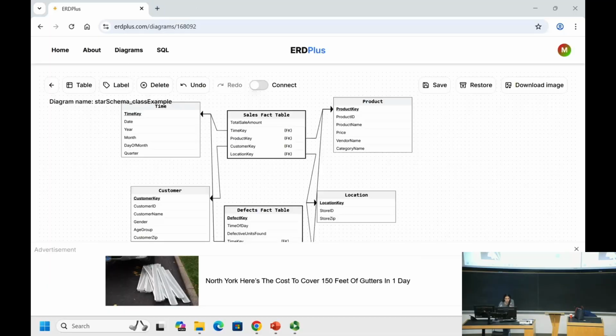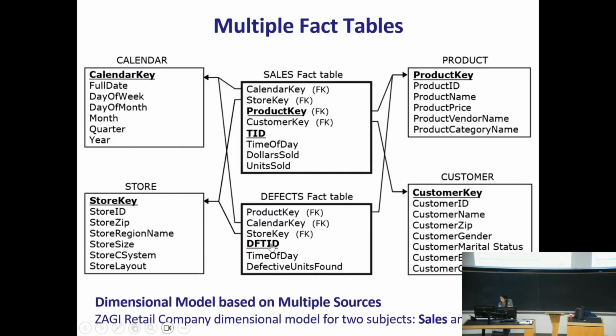In the slides, we have it here for the defect fact table, defect ID, and you also have it for the sales fact table.